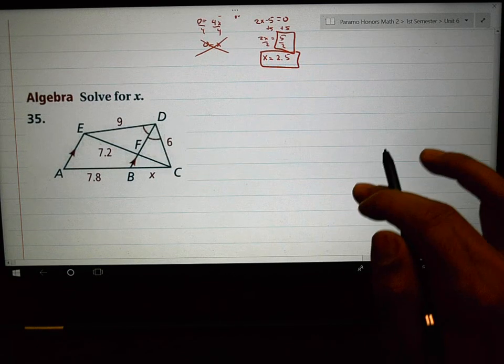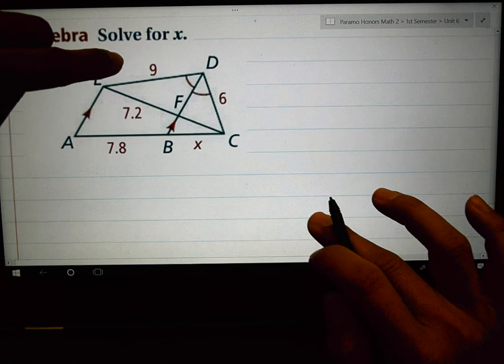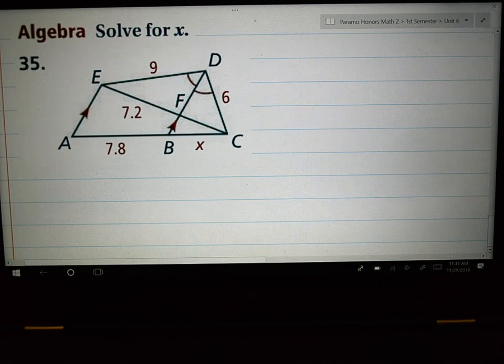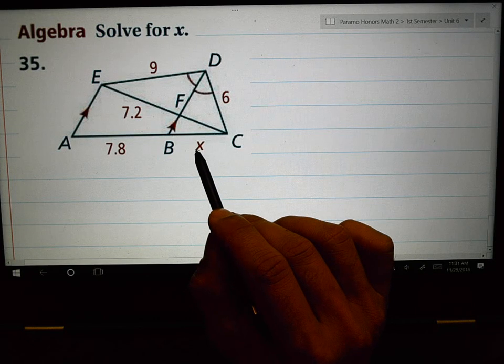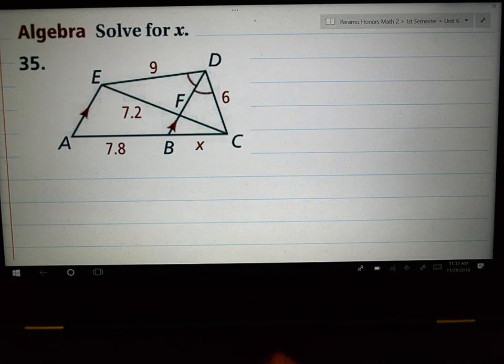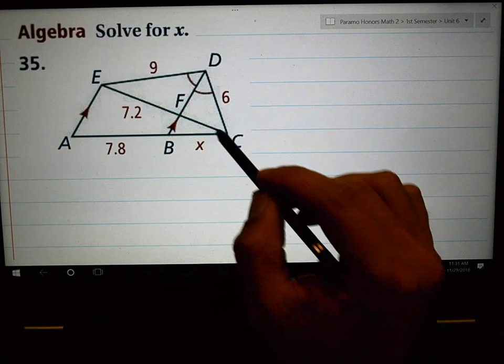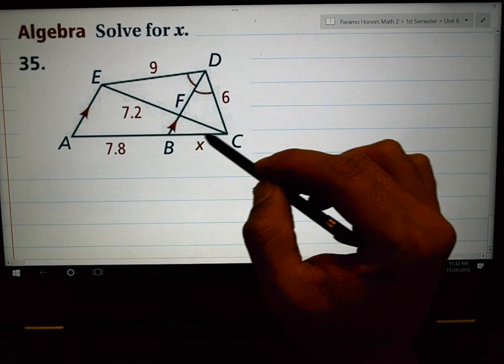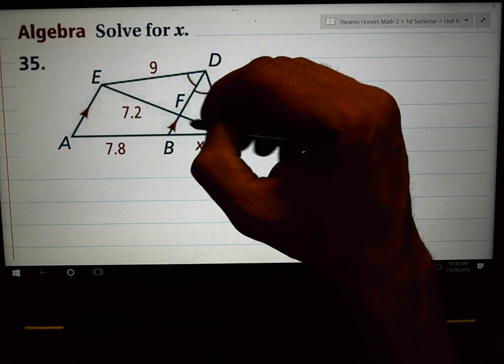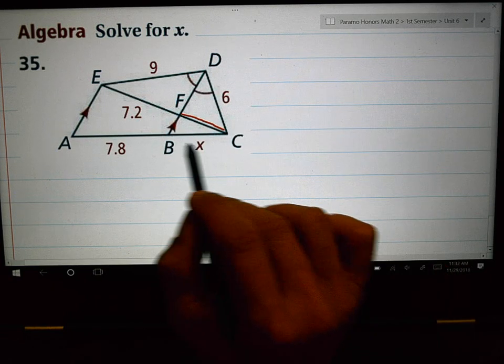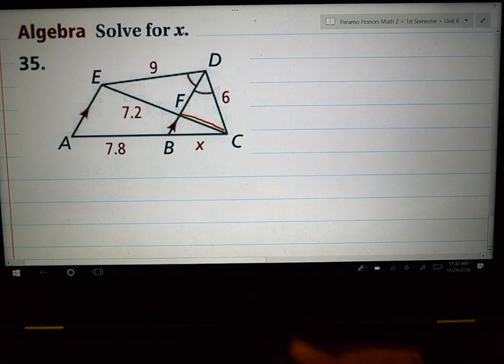Last example, 35. This example, they have tried to confuse you in every way that they can because you're going to have to do multiple things in this problem. You're going to have to combine two of the rules that we have talked about in the notes on this page. If I'm trying to find x, well, I see a triangle here, I see parallel lines, so I could use side splitter if I knew what FC was. This over this equals, I don't know, over 7.2, but I don't know what that FC is.